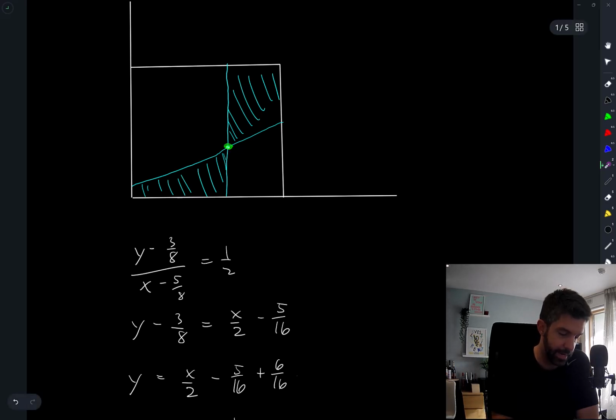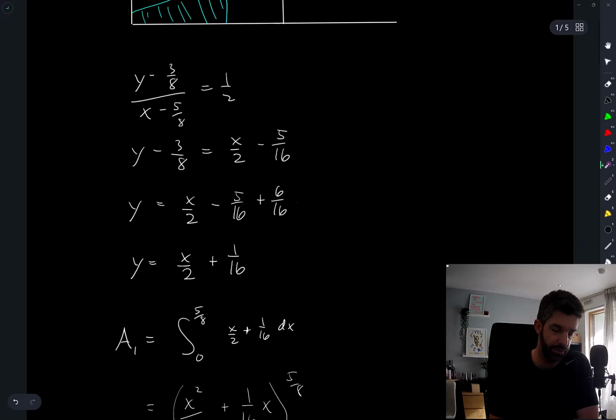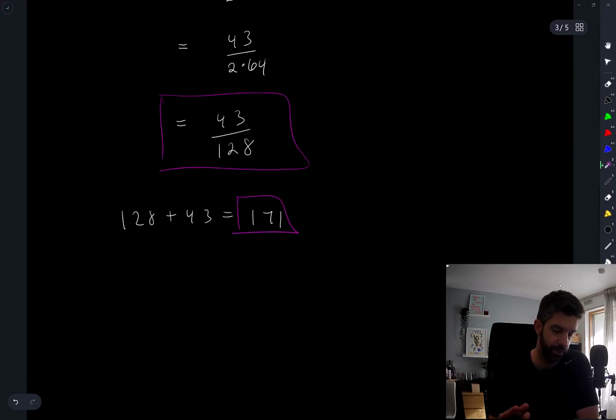Any point inside this region will connect with this one with a slope greater than 1/2. Right? If I take this point, it clearly has a very steep slope. That point is just barely greater than 1/2. Anything outside the shaded region gives a slope less than 1/2. So we're just finding the area of that shaded region. Final answer I get is 171.